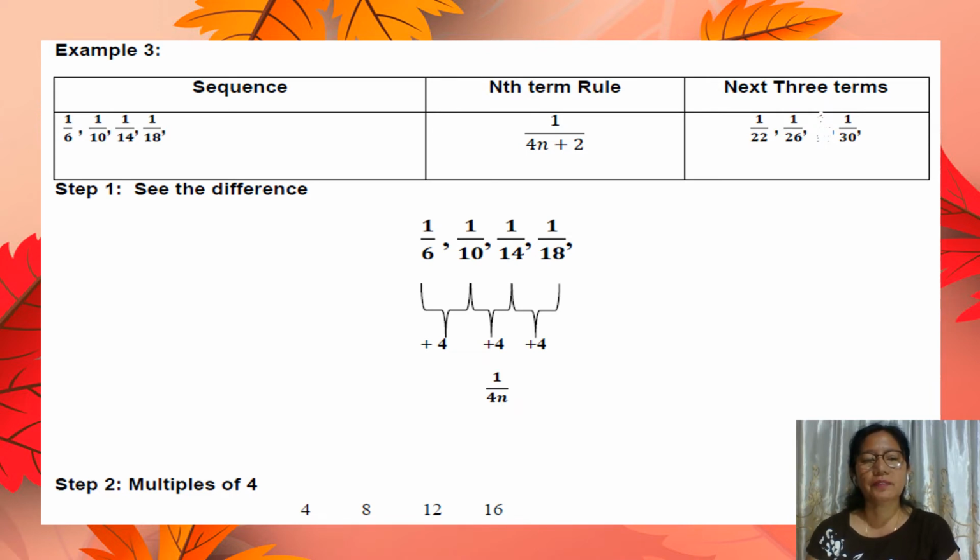So multiples of 4. So we have 4, 8, 12, and 16. Just replace n by a counting number. 4 times 1, 4. 4 times 2, 8. 4 times 3, 12. And 4 times 4, 16.